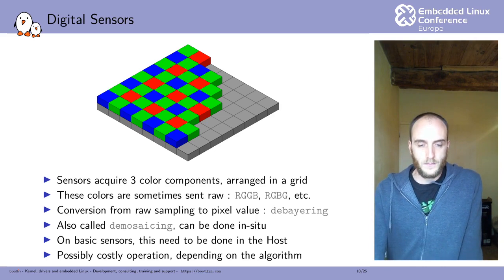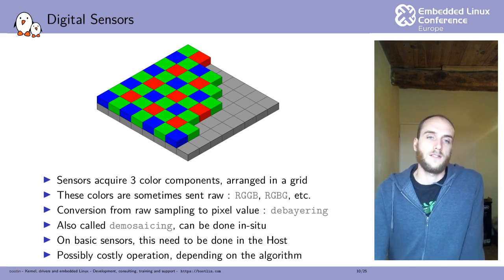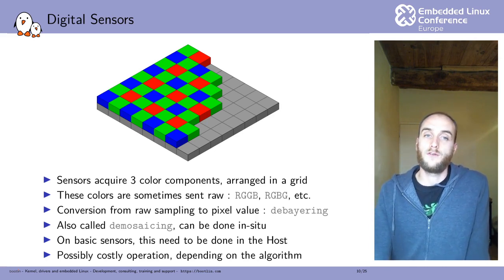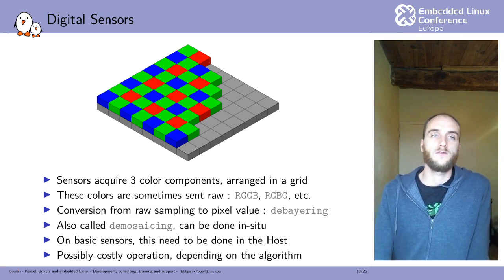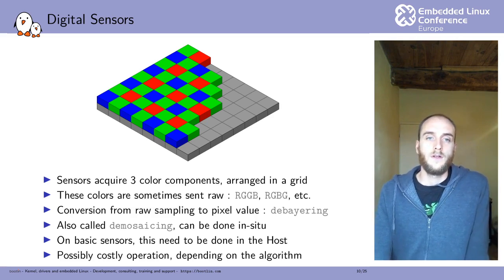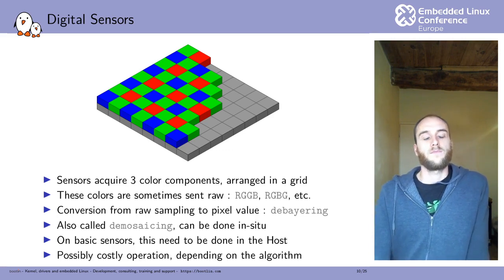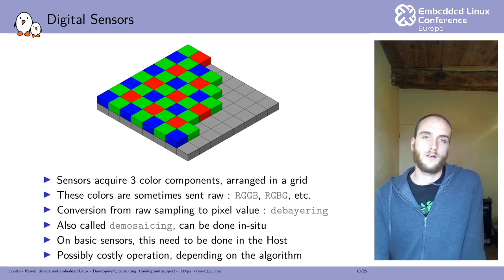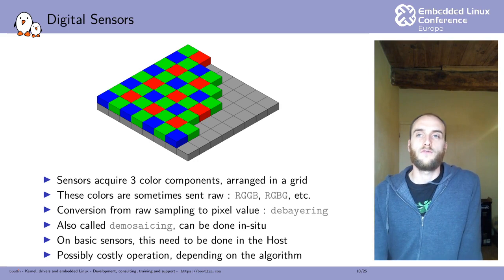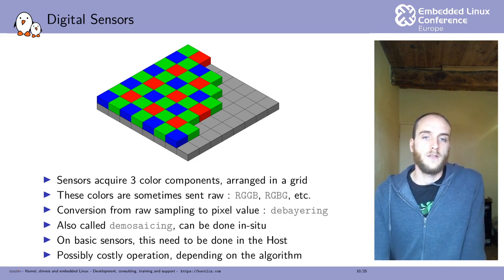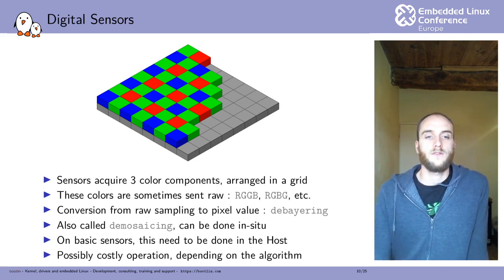So this data is not usable as is. As you can see, there are twice as much green as there are other colors, so this needs to be compensated for. We usually find that the sensors acquire more green than other colors because our eyes are actually more sensitive to green. The action of converting this raw data coming from the sensor into a three component vector called a pixel is called debayering, or sometimes demosaicing.